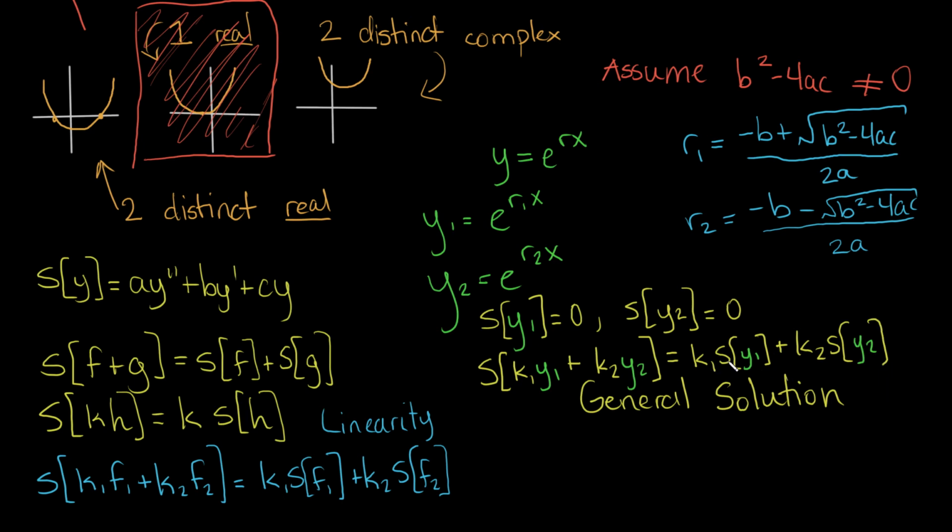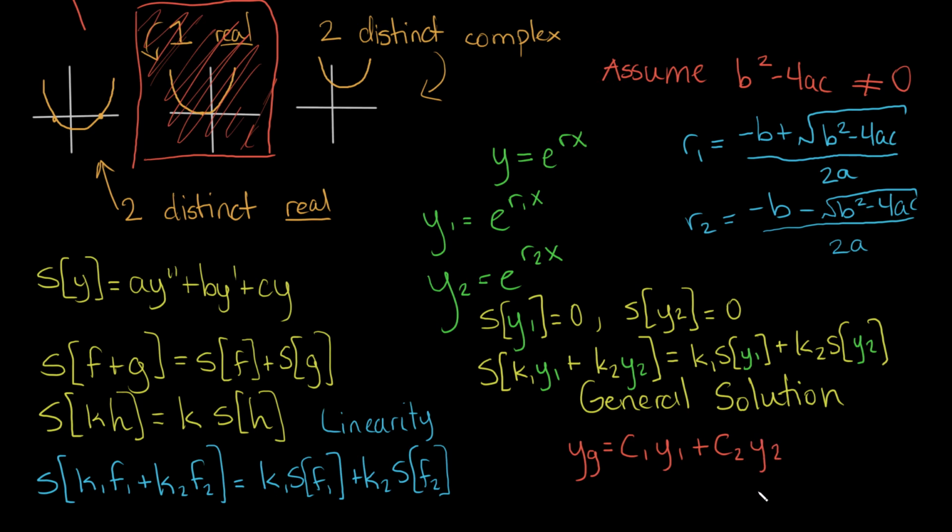And what is this going to be? S of y1 is 0, S of y2 is 0. These two terms are going to add to 0. So our general solution, in some sense, we could say the general solution might look like this. It is y sub g, the general solution, is some constant, which I'll rename as c1, times y1, our first solution, plus c2 times y2.